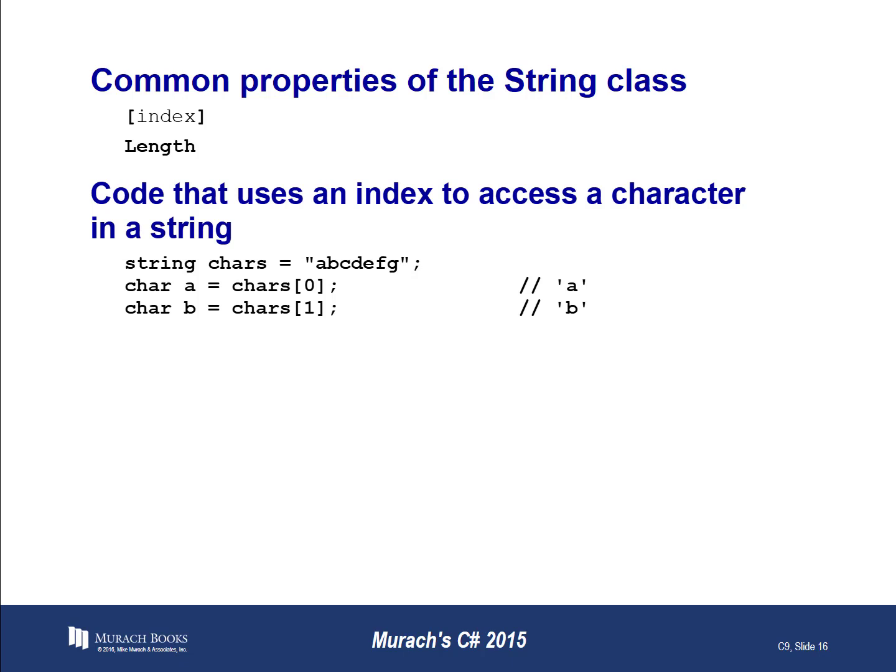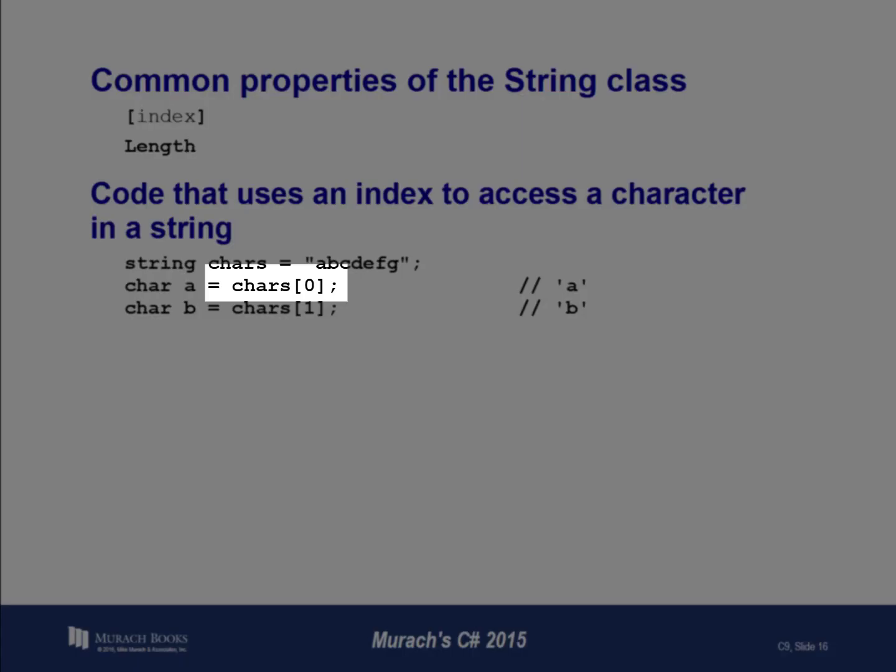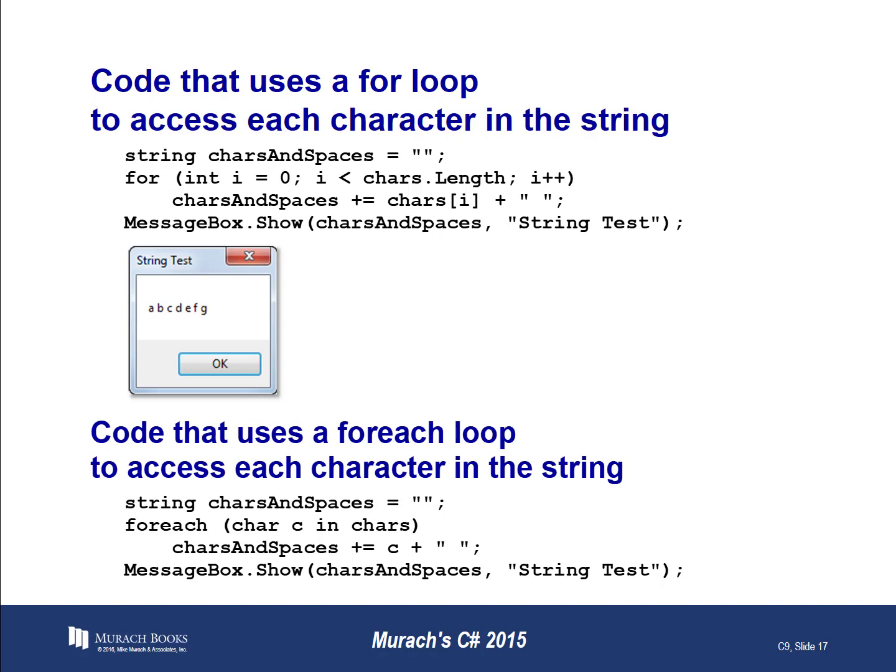So if we store a string A, B, C, D, E, F, G, the system actually thinks about that as an array with 7 characters positioned 0 through 6. If you ask for the character in position 0, you'll get the letter A. If you ask for the character in position 1, you'll get a B. That means we can do some interesting things with strings.